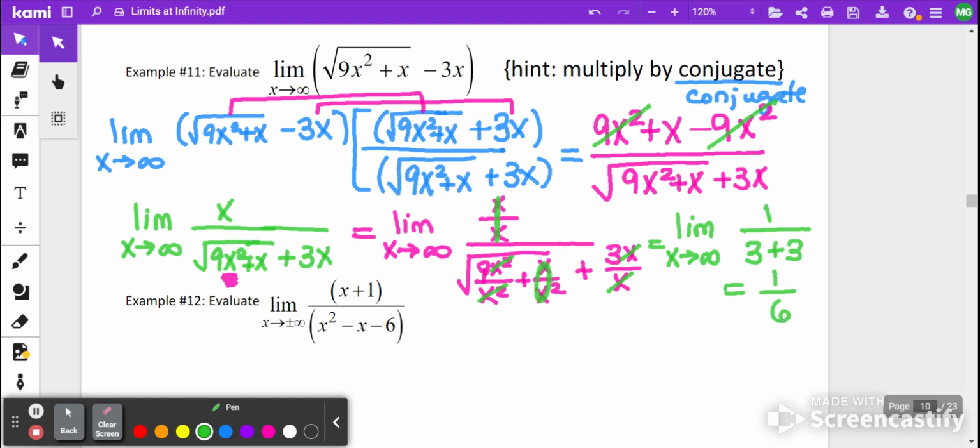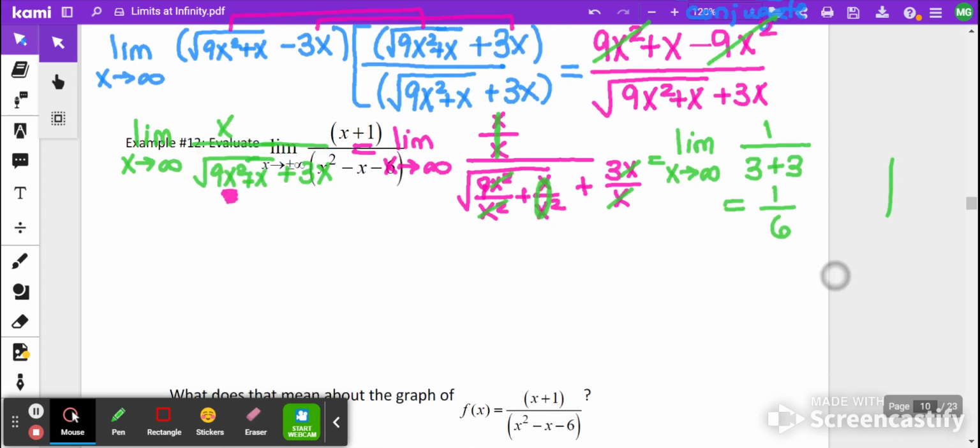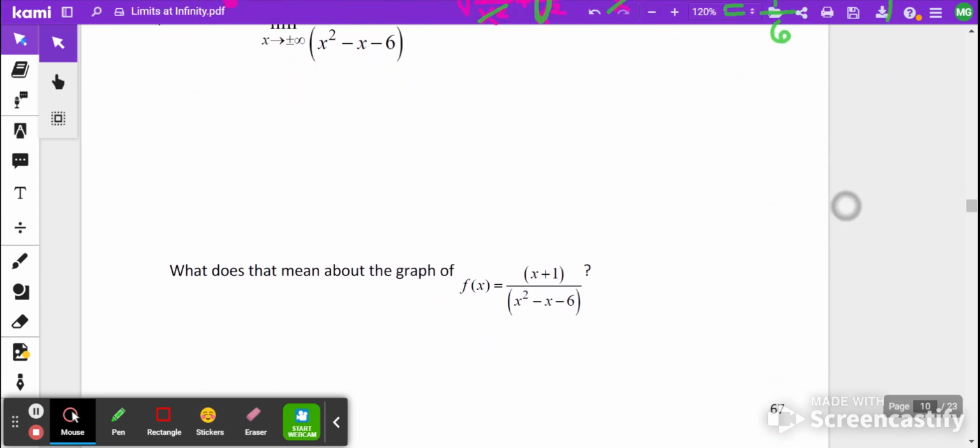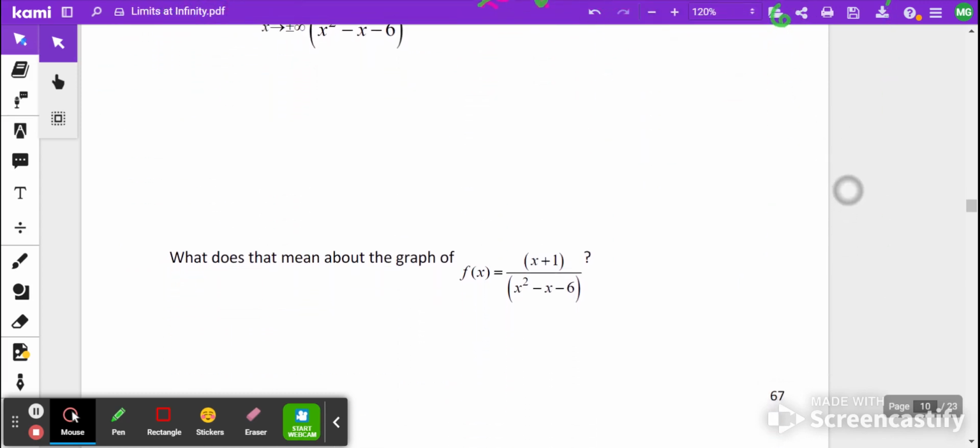Okay, so not too bad for that one. Not too bad, just a little bit more with the radicals. And again, we couldn't just drop infinity in here, so we had to multiply by the conjugate. All right, last couple of examples. We're going to put some things together.